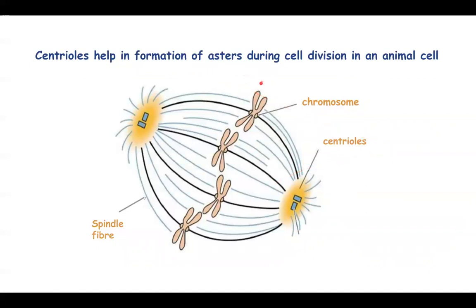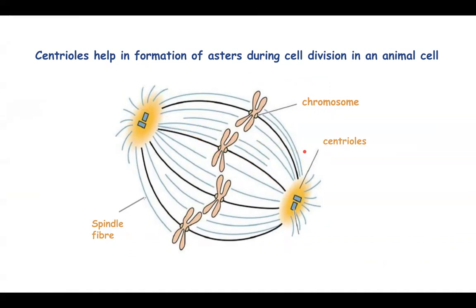Now, in nuclear division, the chromatin material within the nucleus changes into structures called chromosomes. These chromosomes arrange themselves on a spindle. This spindle is formed when cell division will occur. And in this spindle, these two corners are made by the centrioles. So this is of immense importance in an animal cell only.